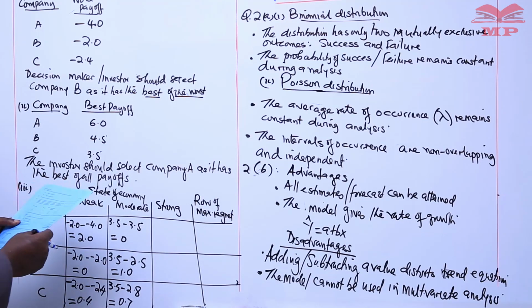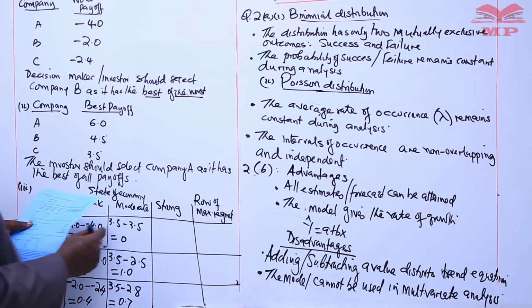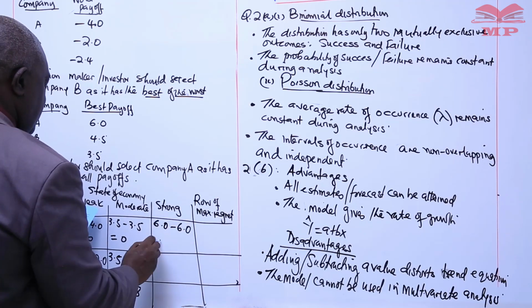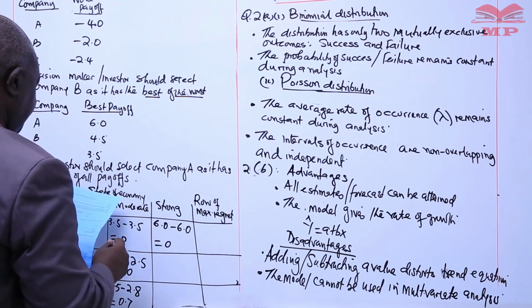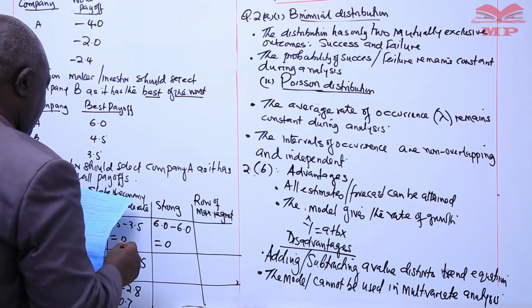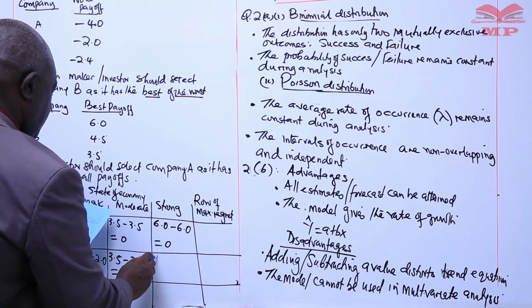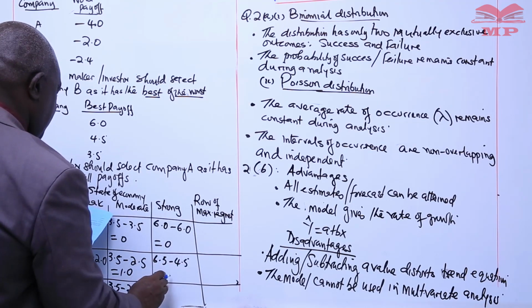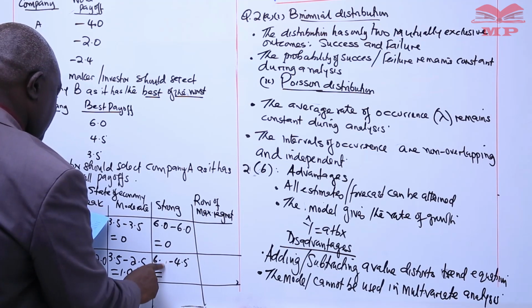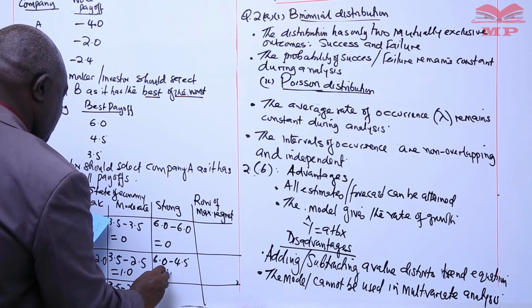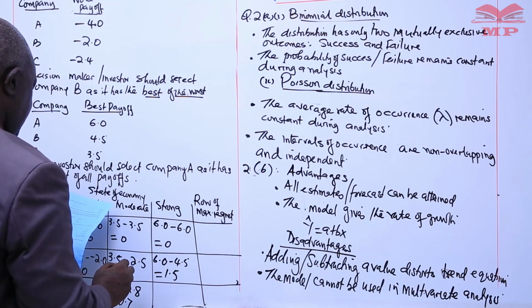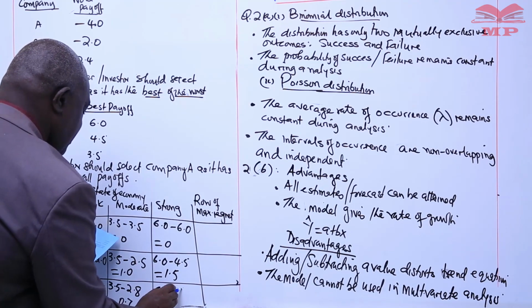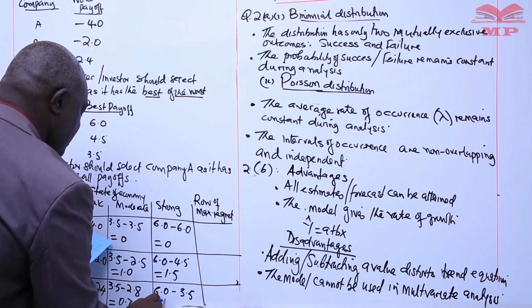Under strong state of economy, the highest value is 6.0. Therefore, regret is 6.0 minus another 6.0. That is 0. Next is 4.5. So 6.0 minus 4.5. That should give us, 6.0 is the highest, 1.5. Then 6.0 minus 3.5 should give me 2.5.